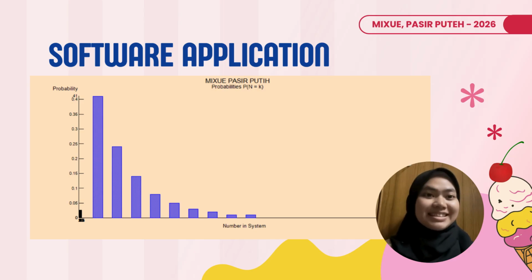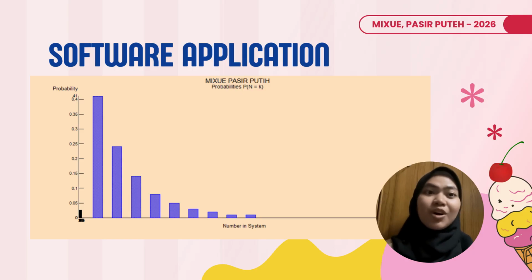And lastly, we move to this bar chart. This bar chart visually shows the same thing. You can see the highest probabilities are for 0, 1 and 2 customers. The chance of very long lines is very low.